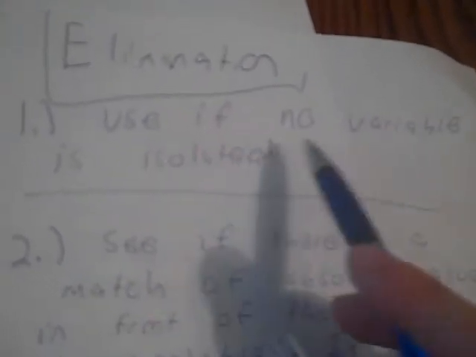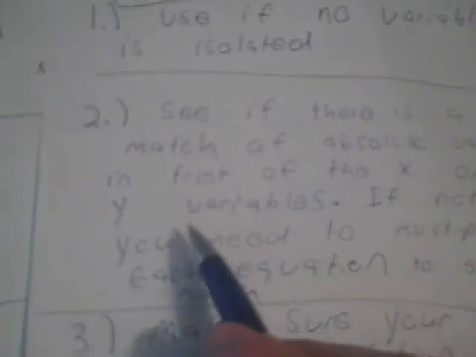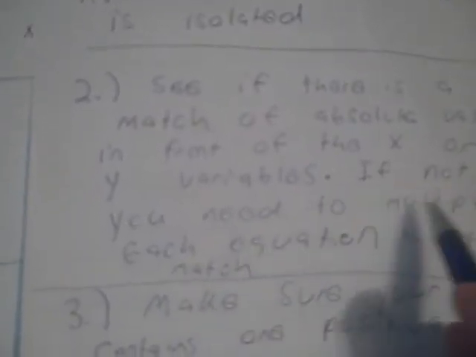I'm sorry I did not write elimination up there. I should have. Okay? So we need to use the elimination side of the sheet. Use if no variable is isolated. Now see if there's a match of absolute values in front of the x or y variables. If not, you need to multiply each equation to get a match.